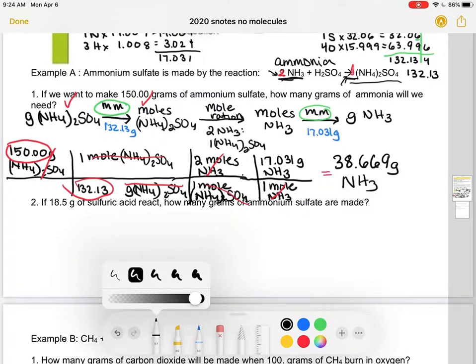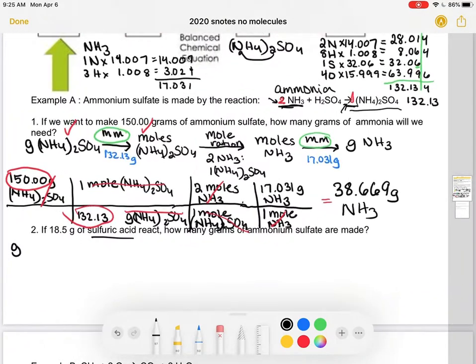I like this problem, and here's the reason why. I already figured out one of those molar masses. Sulfuric acid, I don't know its molar mass yet, but I'm going to figure it out. So let's figure out our plan. We are starting with grams, and here's my chemical equation right here.